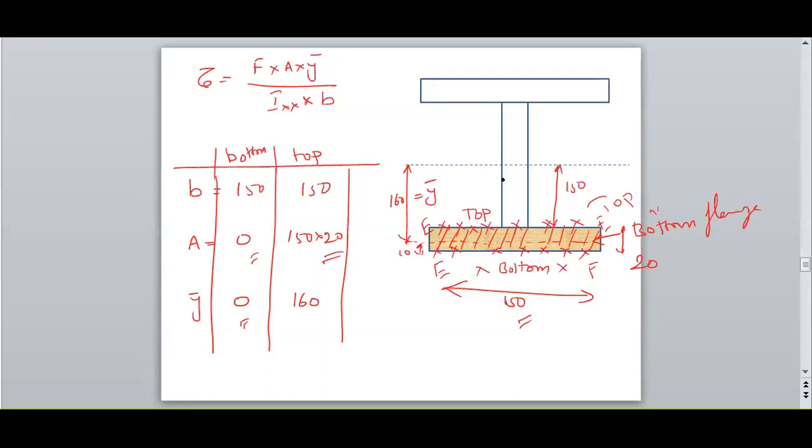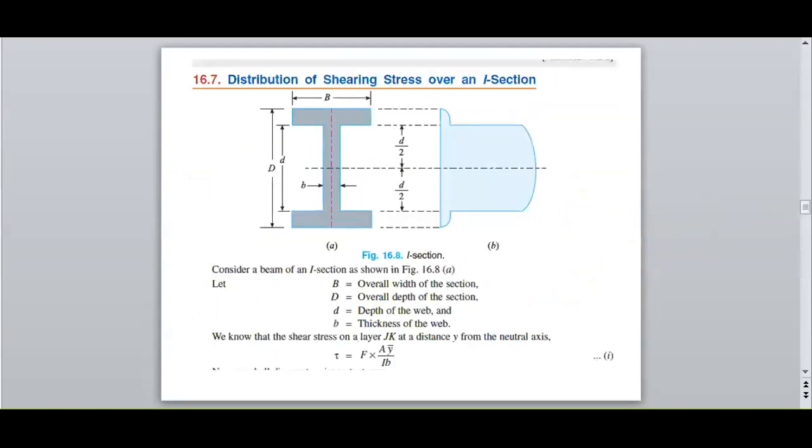Now, for the web, again it will be the same amount. For the web, only the B will be varying. So the B for the web is again 10, and the shaded area will be the same. Therefore, I will get the shear stress at the bottom of the web. Next, at the neutral axis, I have already found it. Therefore, using these values, I need to draw the shear stress distribution.